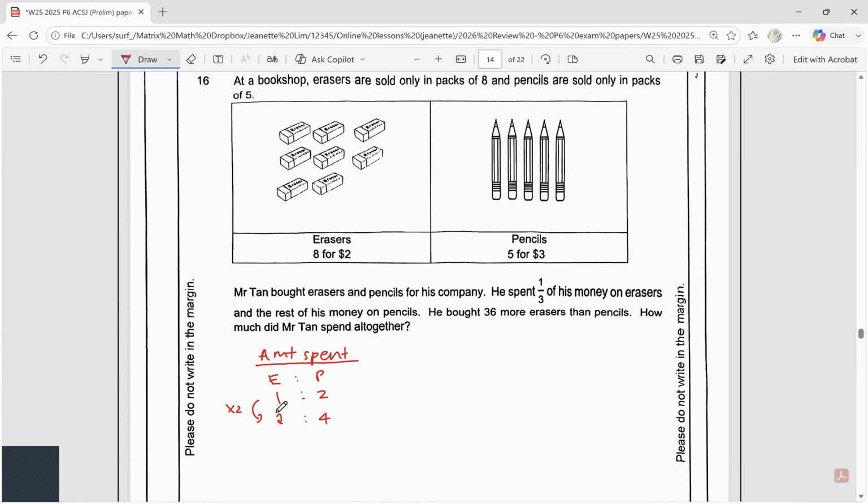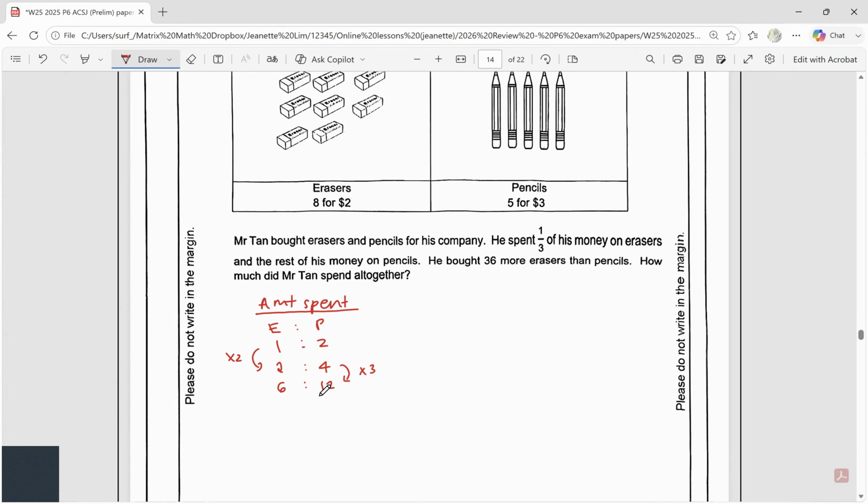Okay, this is not the exact value, but at least I know that these are the units that represent the amount spent, and it has to be a multiple of 2. So I change it to a multiple of 2. For pencils, it has to be a multiple of 3. So over here is a 4, I will change it to a multiple of 3. So times 3. The proportion of the ratio must always be kept the same, so you also times 3 to the other side. Okay, so this is the lowest possible value that you can have, $6 and $12.